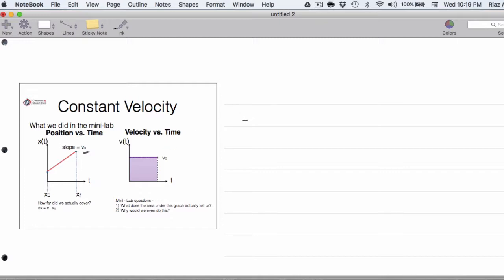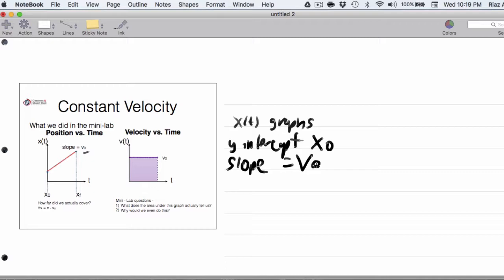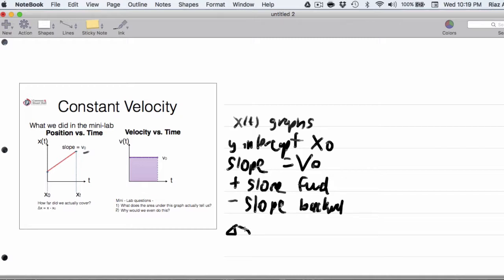We came up with a conclusion, which is that for x versus t graphs, we came up with a couple things. The y-intercept is your initial position. The slope is your velocity. Positive slope meant forward, right? Negative slope meant backwards. And the displacement was given by, say, if I start here and I end here, just plain old x final minus x initial, and it's a nice subtraction.